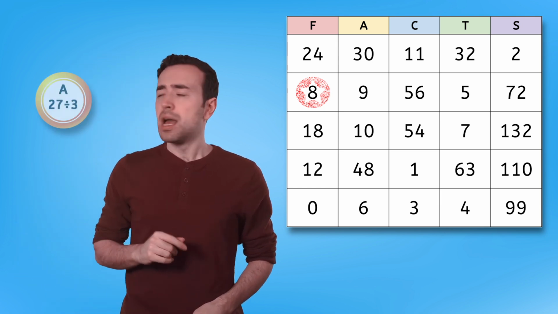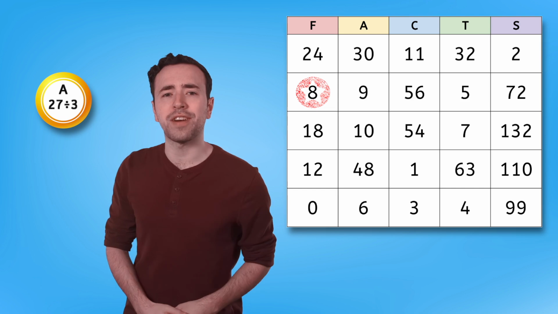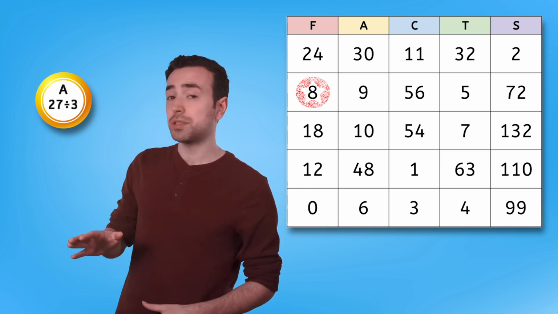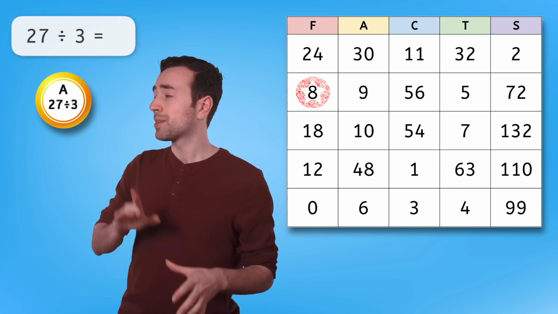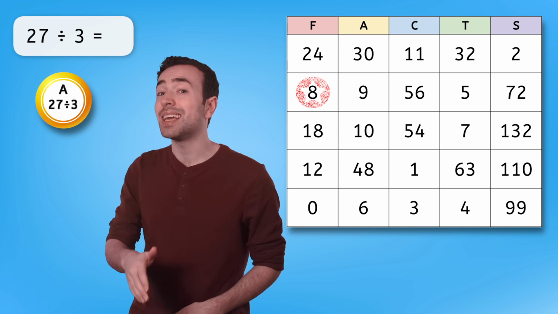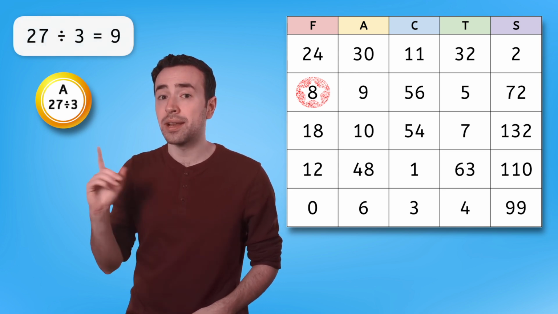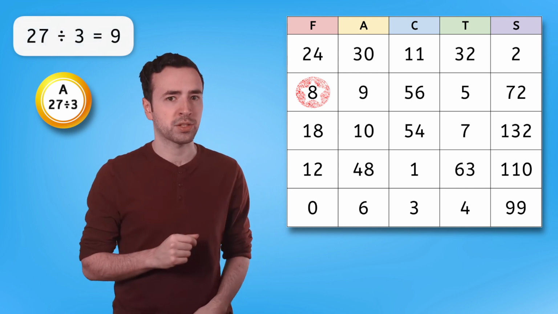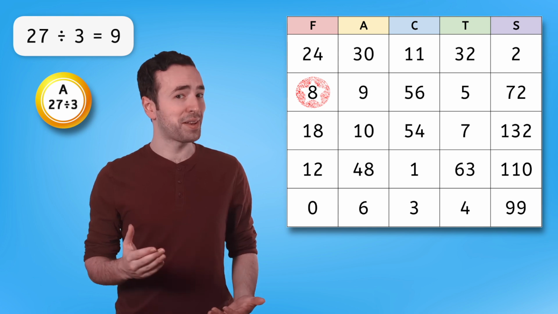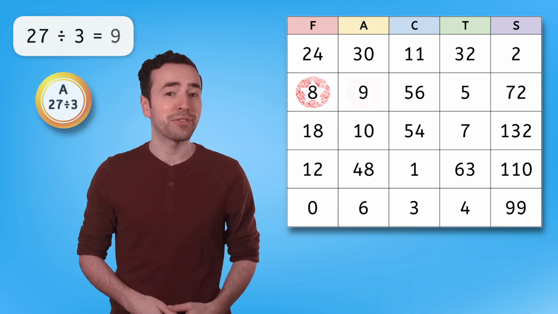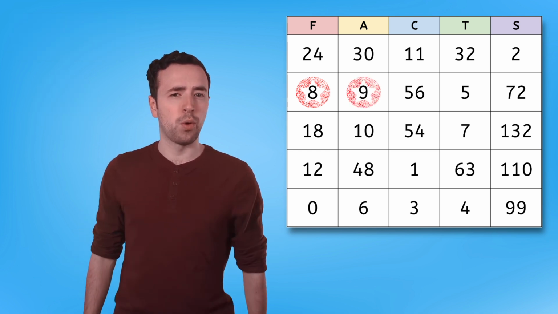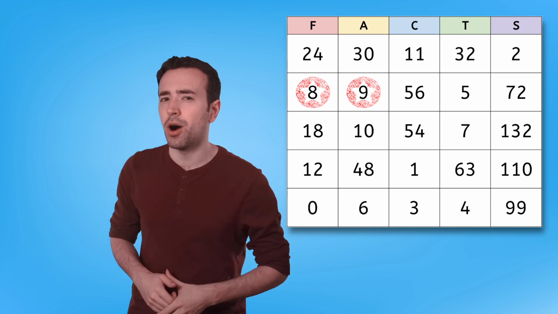Ready? A, 27 divided by 3. First, solve. 27 divided by 3 equals 9. Then, check the A column for the answer. Did you find it? Now mark it off. Here comes some more. Get ready to solve and mark them off on your board.